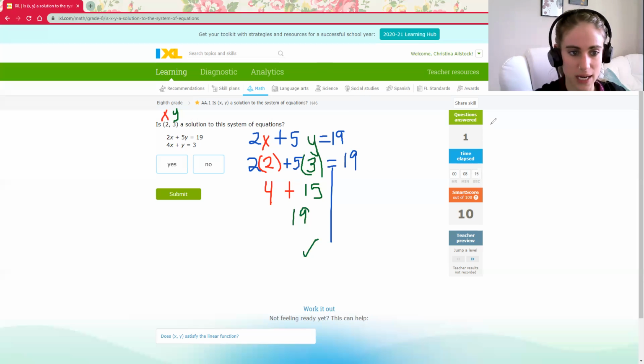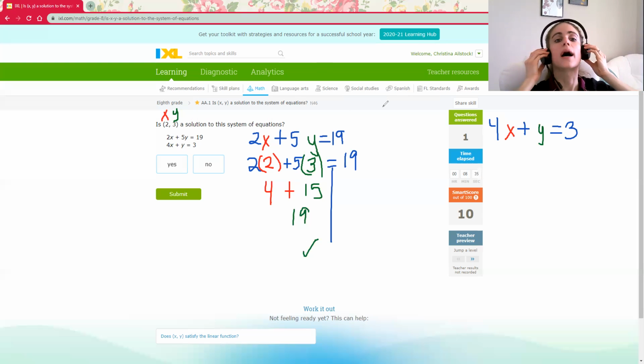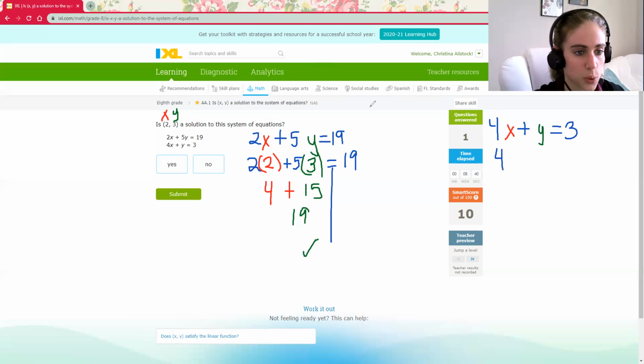All right, I think I'm going to come over to this side because I don't want to run out of room. 4x plus y equals 3. All right, now that I've written my equation down so I can organize my work, let's go ahead and substitute. Instead of 4 times x, my x value is 2. It will be 4 times 2. And then instead of plus y, it is plus 3 because my y value is 3.